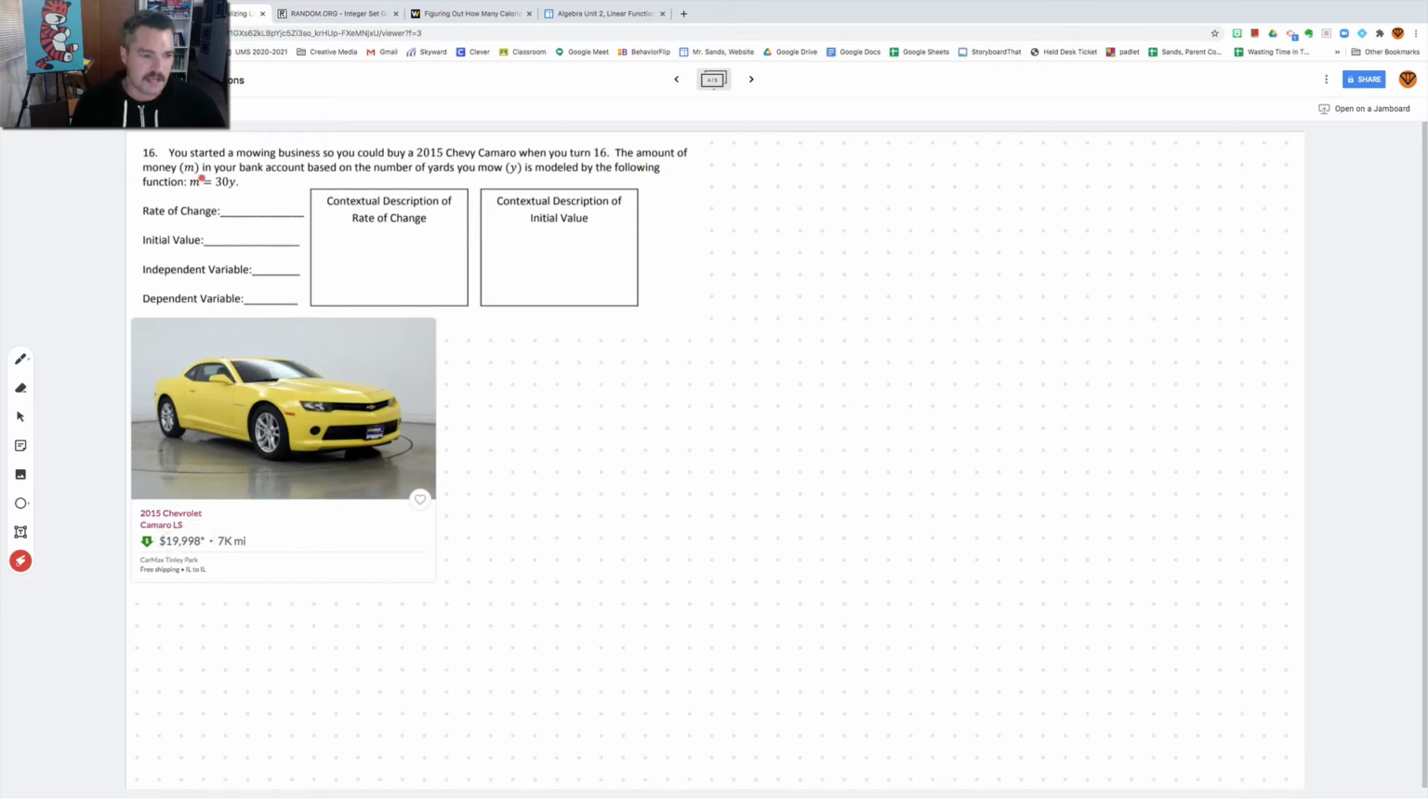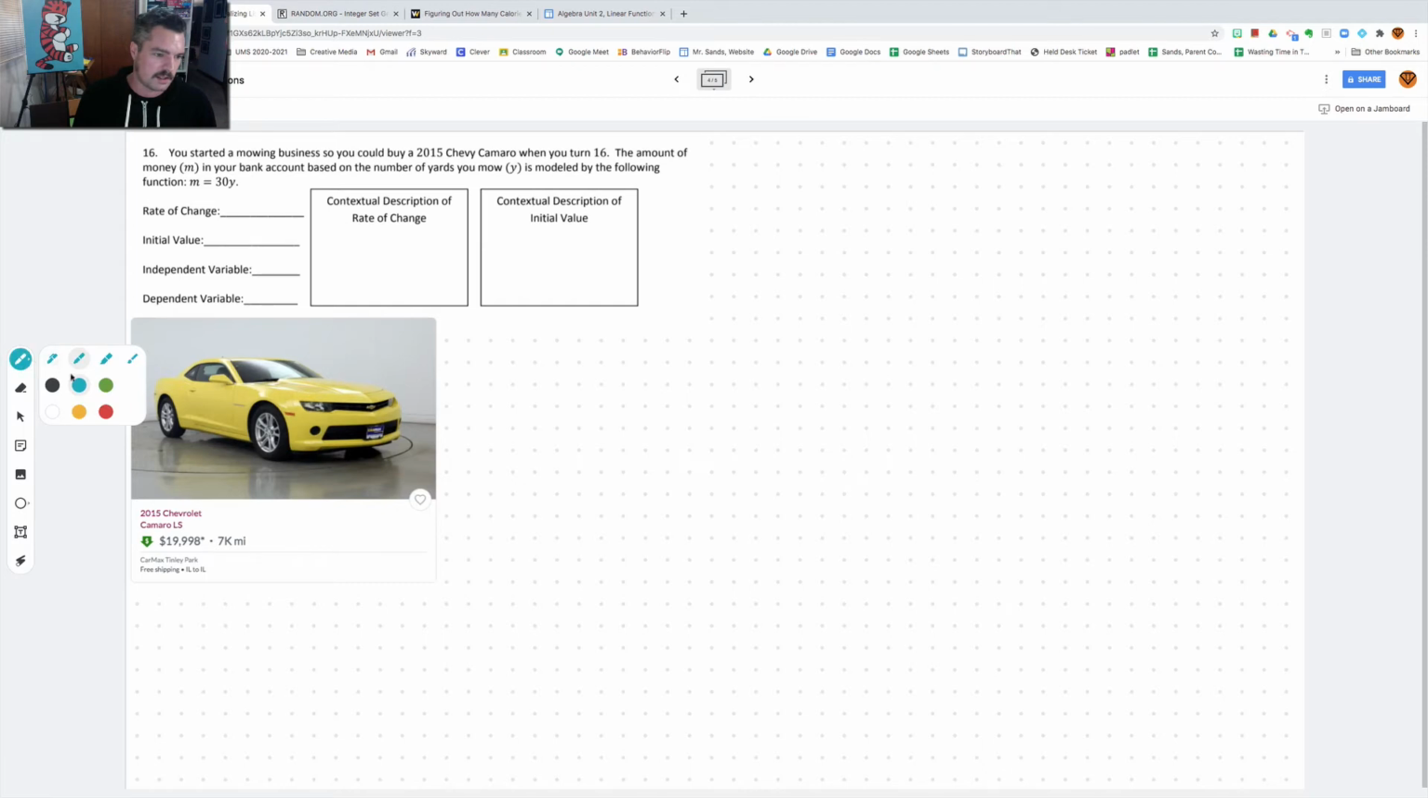The amount of money, which is going to be represented by M, in your bank account based on the number of yards you mow, Y, is modeled by the following function. There we go, I just misspoke. M equals 30Y. So we know M would usually be our slope, but M is not in the position of slope this time. It's actually in the position of our dependent variable.